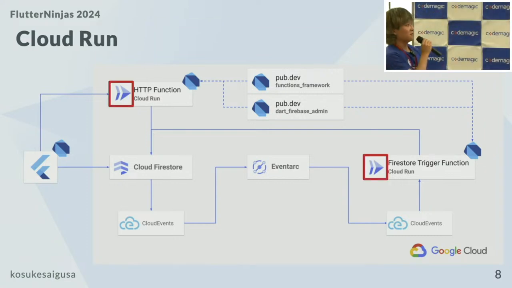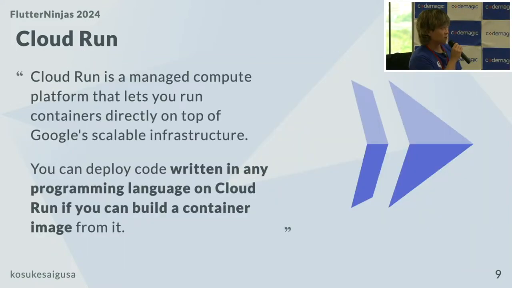First, let's learn about Cloud Run. This is just a citation from the GCP official documentation, but the important points are written in bold. In Cloud Run, you can write in any programming language if it runs in a container environment. This is very important. That's why we can run Dart in a container environment and deploy it on Cloud Run.